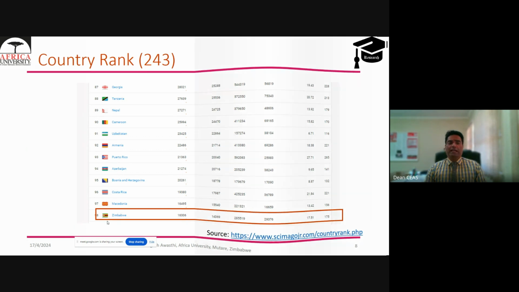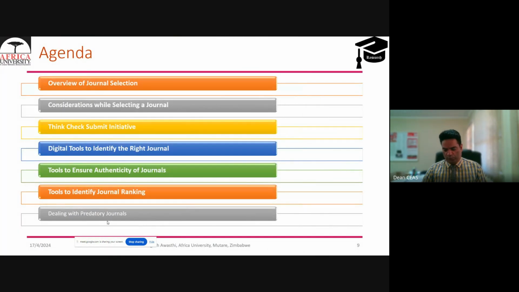Then what is the agenda of today? The agenda item of this presentation, as I told you, is that our objective is to find out the selection of a journal, then digital tools and tools to ensure your authenticity. This is our agenda which we are going to cover in this presentation.